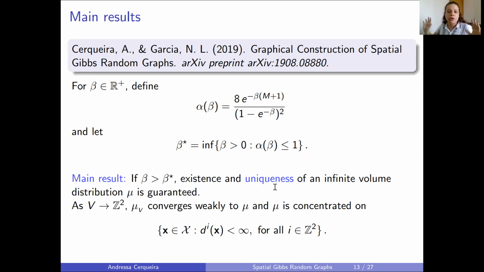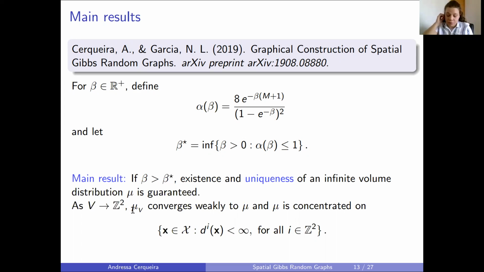So I'm going now to give some ideas of how we get the uniqueness. The idea is to use a technique that Brazilians really like to use, which is to construct a perfect simulation algorithm in such a way that I know that I can sample from this infinite distribution mu. So if I can construct a way to obtain this measure mu, then of course it exists and it is unique.